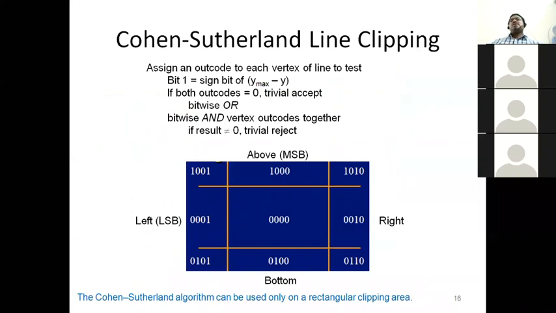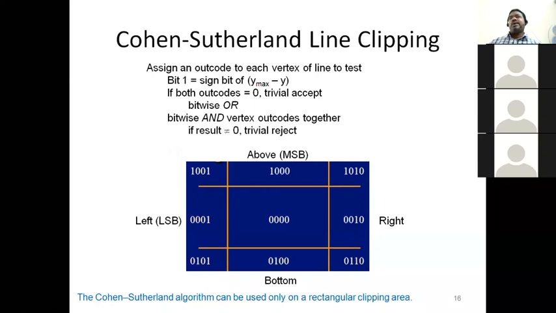Okay. So again, the confusion begins over here. So this statement, if you look at, it seems you have to mug up everything, but it is not so. Assign an outcode to each vertex of line to test. Bit 1 is equal to sign bit of y max minus y. If both outcodes 0, trivially accept. Bitwise AND the vertex outcodes together. If result is not equal to 0, trivially reject. So this statement, example I have given in the previous slide.